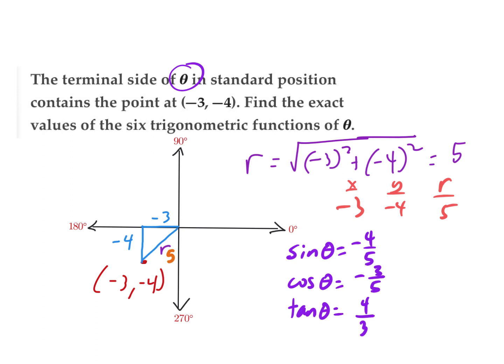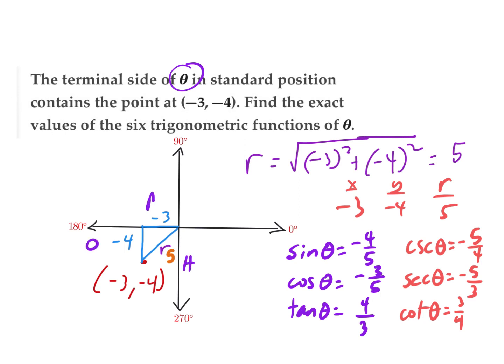So if I take the other 3 and flip them, I have cosecant of theta is negative 5/4. The secant of theta is negative 5/3. And the cotangent of theta is 3/4. Okay? So just remember, sine goes with y, cosine goes with x. And unless it tells you to draw something, because it didn't, you don't necessarily have to go through those motions, because, again, here's the hypotenuse, here's the opposite, here's the adjacent, and we think of theta as being in there.